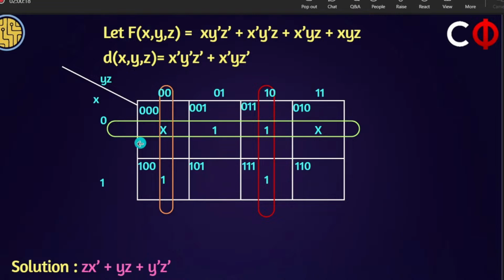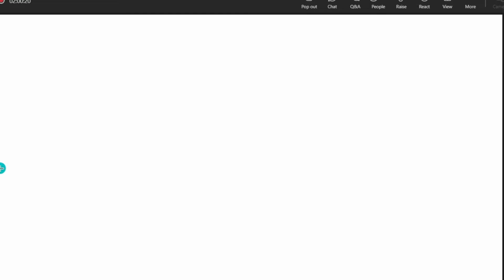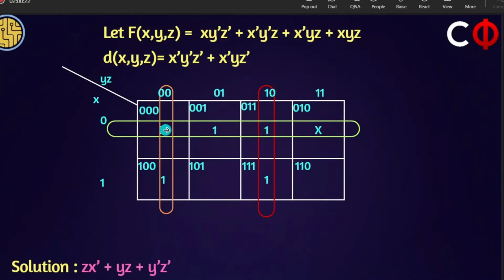You just don't care about this x, right? It doesn't matter. Just a minute. This doesn't matter. So here the only thing which is changing is x, and y prime, y and z remain constant with 0 values. So that's going to become y prime and z prime.